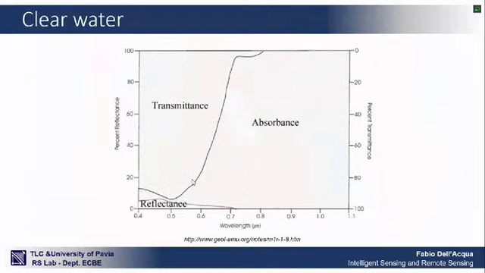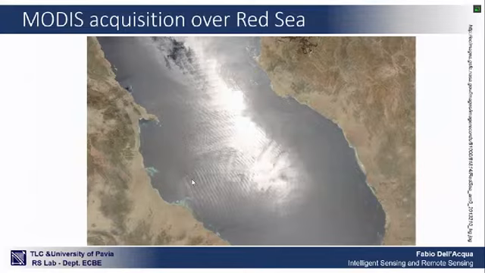So water is a very specific case, and it should be treated differently with respect to other types of land cover surfaces, which in fact has a branch of remote sensing of its own.